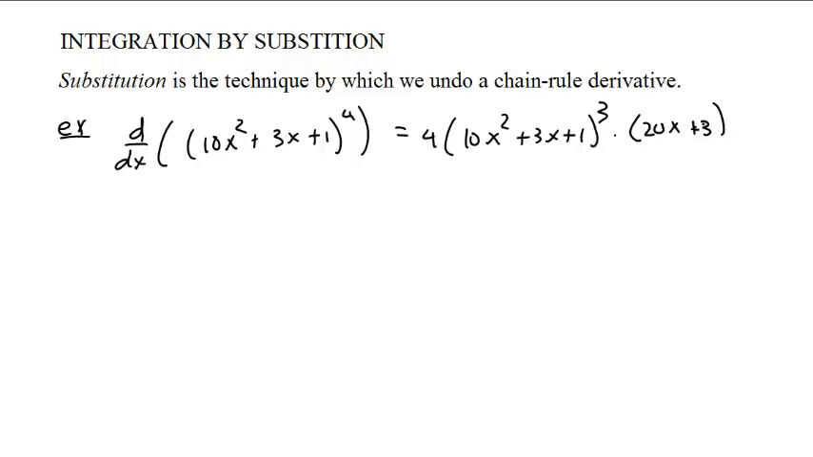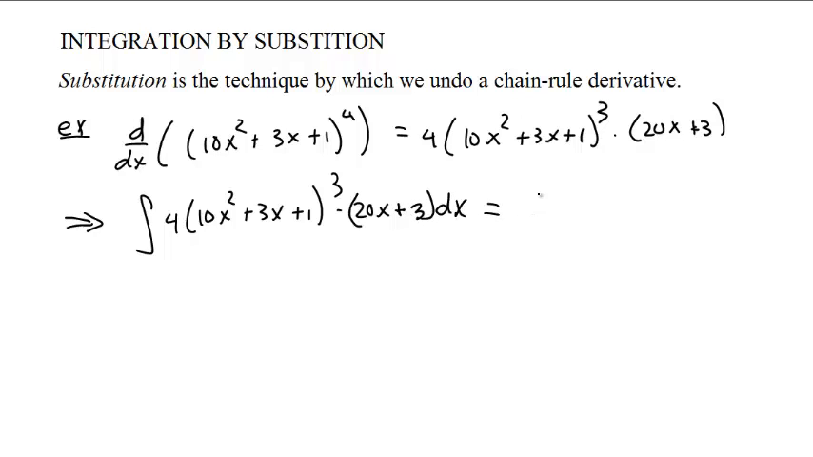Easy enough. And because integration is the opposite of derivatives, that means that the integral of 4(10x² + 3x + 1)³ times (20x + 3) dx is going to be simply (10x² + 3x + 1)⁴ plus c. So, maybe you can see that.